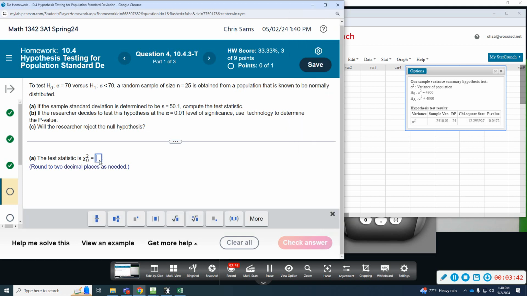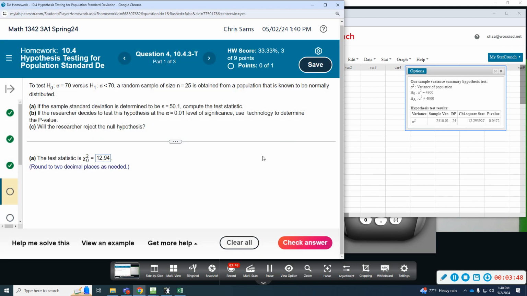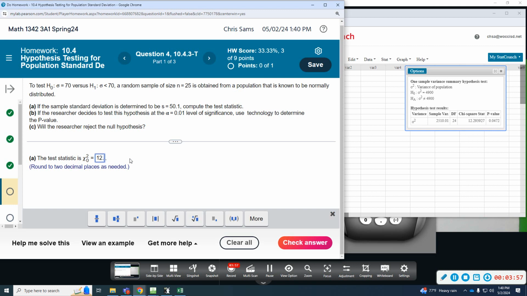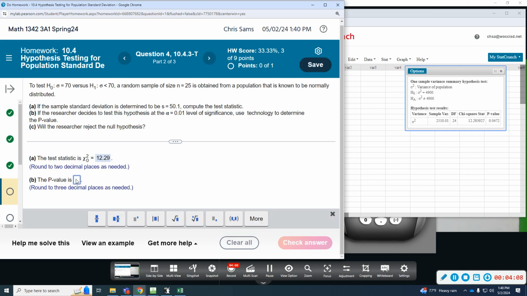And we compute. This will give us a statistic of 12.29. I'm sorry, I mixed these numbers up. 12.29. The p-value is given as 0.047. So 3 decimal places, 0.047.